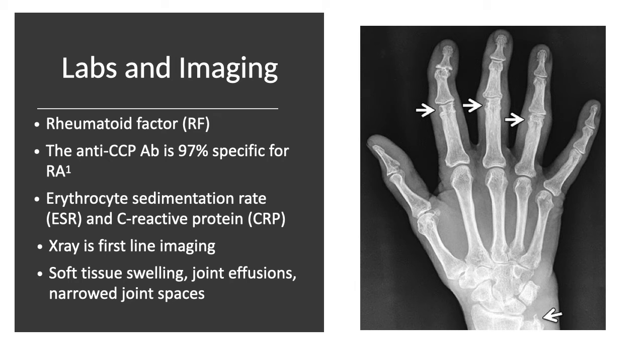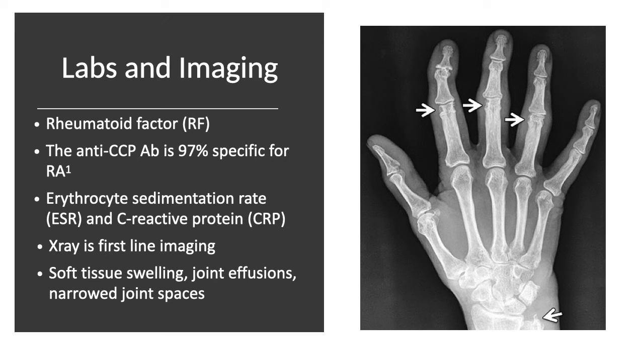Other tests you might want to consider ordering would be an ANA and an ANCA to help rule out lupus, vasculitis, or other autoimmune diseases. Imaging can help make the diagnosis. X-ray findings include soft tissue swelling, joint effusions, and symmetrically narrowed joint spaces with ongoing disease. In more severe cases, patients can have that boutonniere deformity or ulnar deviation of the wrist.